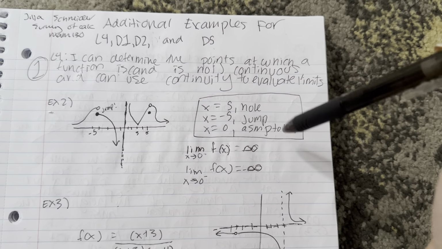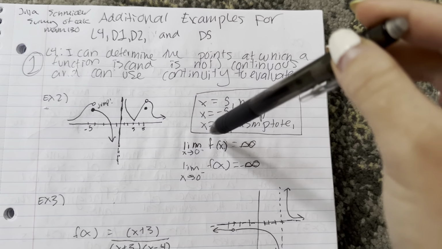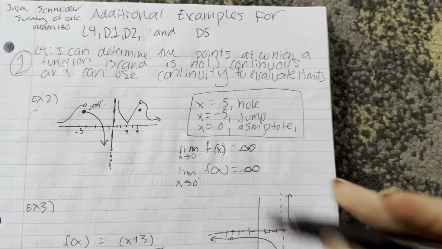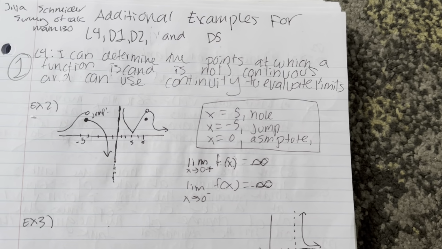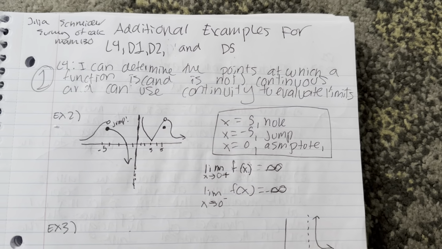And then we evaluate the limit here as x approaches 0 from the right and from the left. This equals -infinity, and this equals infinity, and these are not the same value, so we know that it's not continuous there.